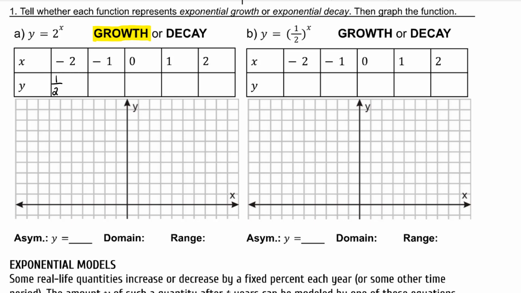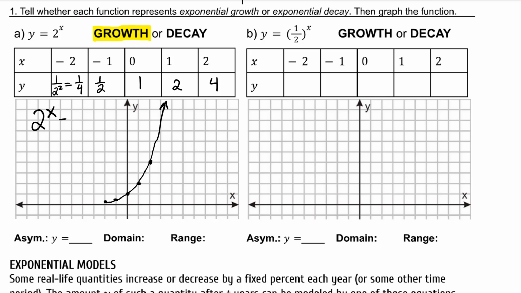2 to the negative 2 means 1 over 2 to the positive 2, which would be 1 over 4. 2 to the negative 1 is 1 over 2 to the positive 1, which is 1/2. 2 to the 0 is 1. 2 to the 1 is 2, and 2 squared is 4. Graph these points.